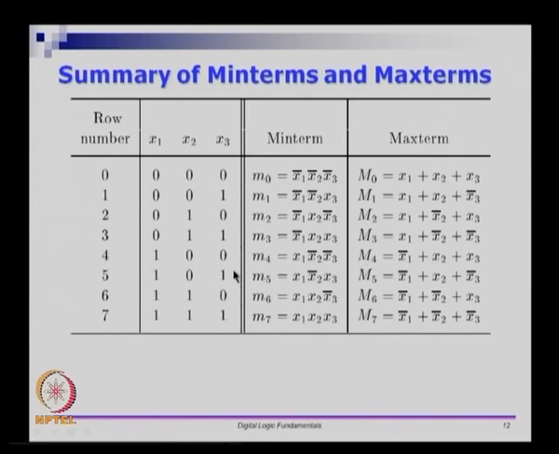If I want capital M4, I look at the row and then I do this. So capital M4 is M100. The interpretation for capital M100 is, this one means x1 should be in the complemented form for max term. So you have x1 complement, and x2 should be in the uncomplemented form and x3 should be in the uncomplemented form. So we have those two, and then max term is a sum term, so you put plus. So this is a quick summary of min terms and max terms.